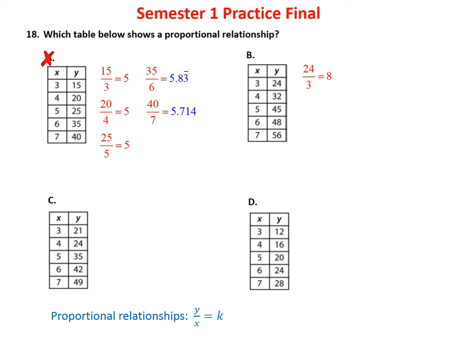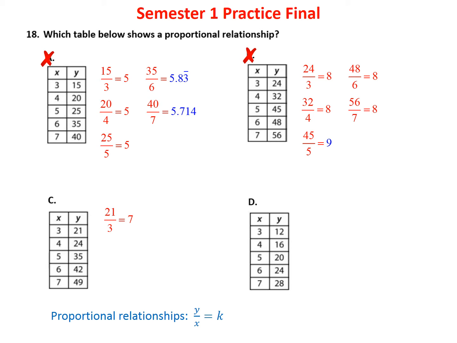Let's try B. 24 divided by 3, the first row, is 8. 32 divided by 4 is 8. 45 divided by 5 is 9. So notice at this point, we now know it's not. Let me just finish them out. All of them are 8 except for the 5 to 45. But since one is not, this is not a proportional relationship.